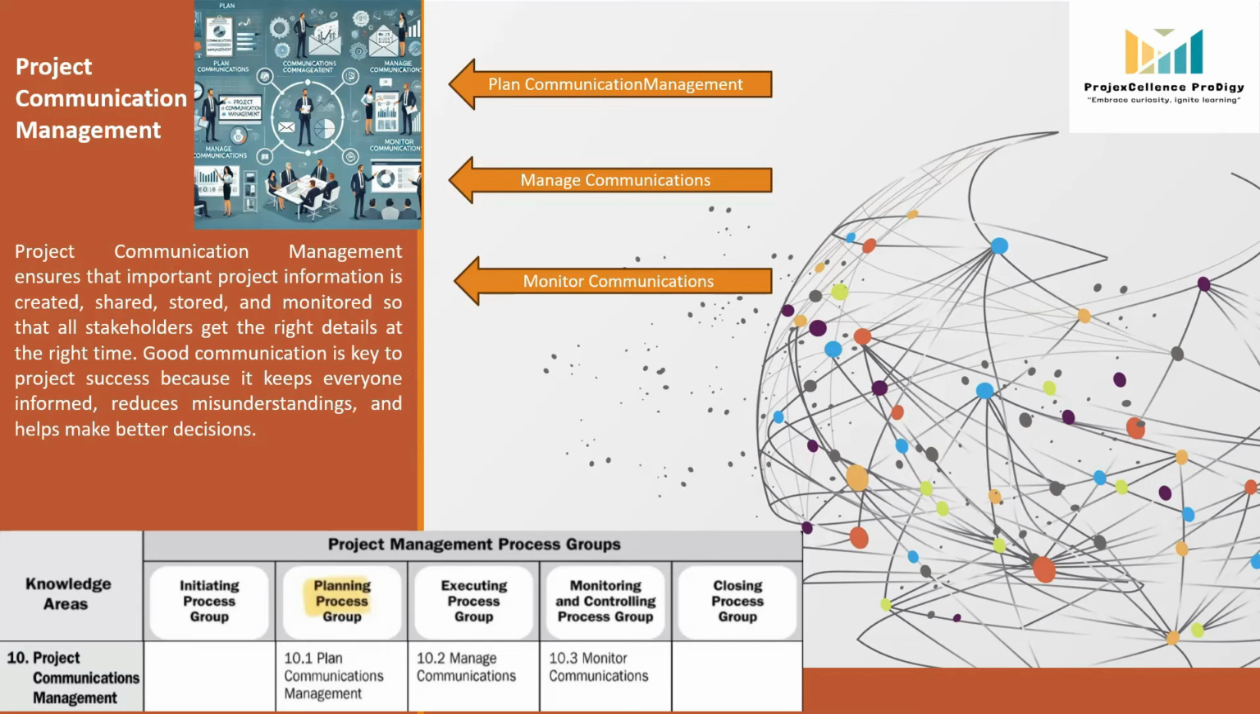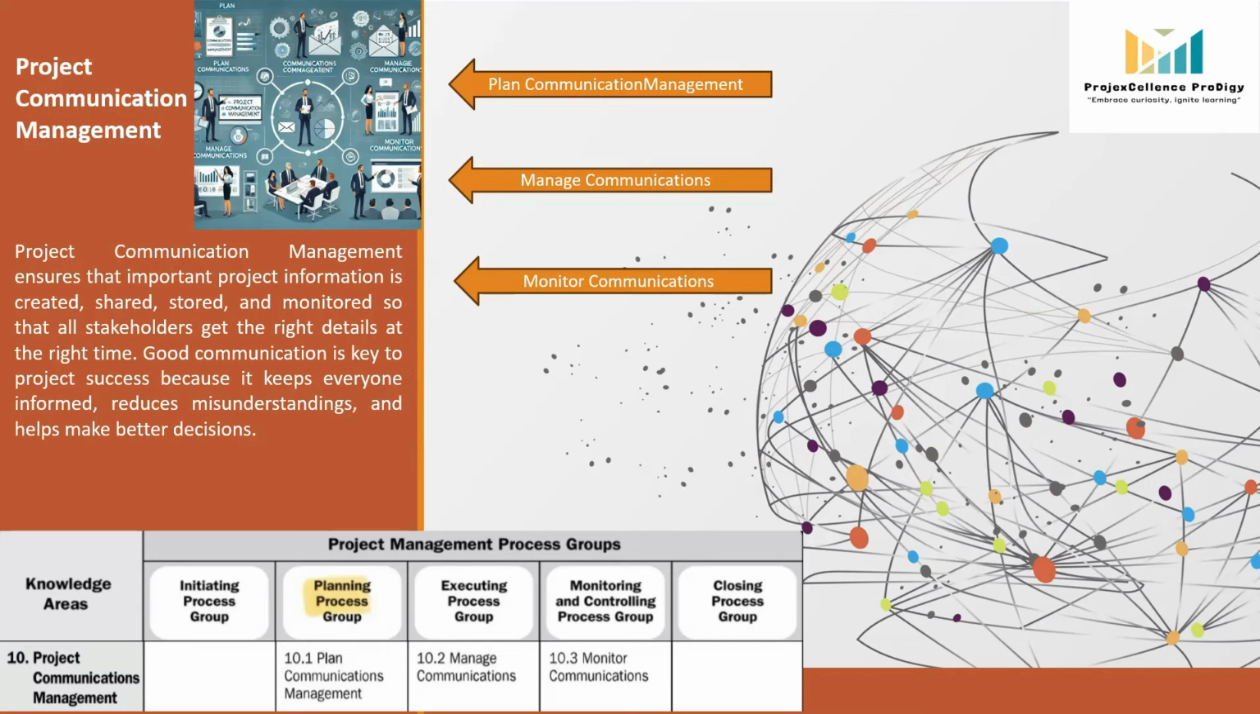Second process is manage communications. This process is under execution, means whatever we have planned, we need to execute here. Manage communication ensures the timely and proper collection, creation, distribution, storage, and retrieval of project information. In this process, we select the right communication technologies, methods, and techniques.